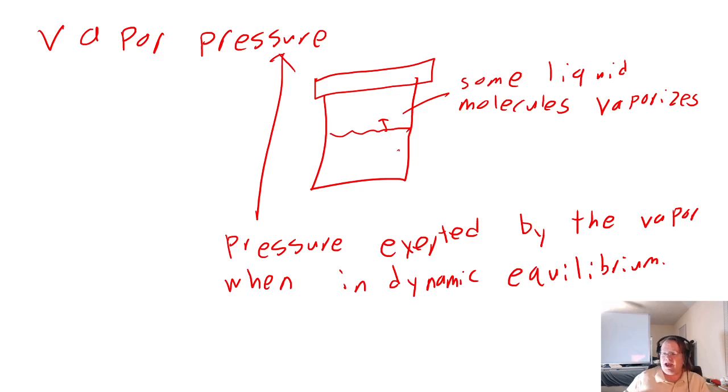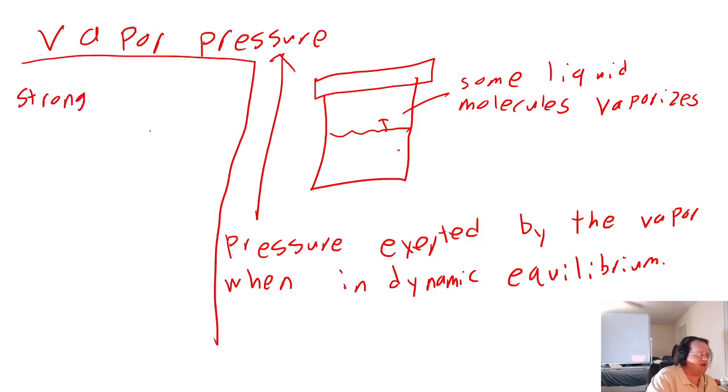Now, what's going to impact this vapor pressure? So some things to think about are strong intermolecular forces. So if you have strong intermolecular forces, that means that the molecules are attracted to each other. They're more likely to want to stay in the liquid phase. It's going to take more energy to overcome those attractions, so it's harder to escape. So that means if your intermolecular forces are strong, you will have a low vapor pressure. And the reverse is also true, that if you've got weak intermolecular forces, it's going to lead to a higher vapor pressure.